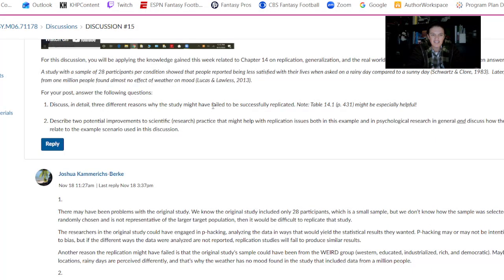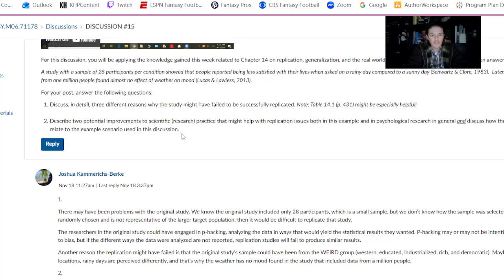Number 1, discuss in detail 3 different reasons why the study might have failed to be successfully replicated. And I gave you a little hint, this table in the book might be especially helpful in picking those reasons. But make sure you describe what the reasons are, define them, describe them, and then connect them to this little example, explaining why it might not have been successfully replicated.